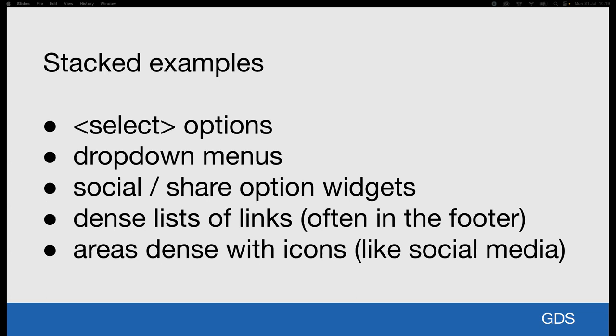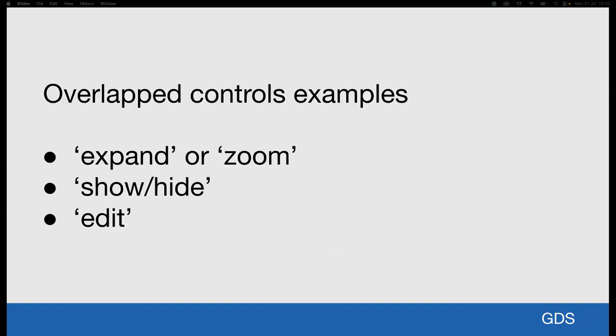For stacked examples, I've got a few there. Maybe I'll go to one of the bottom ones here. Areas dense with icons is one option for stacked examples. So you'll often see at the bottom of pages, maybe 8 or 9, so maybe not that many, like 4 social media icons all in a row. And then other options are, once again, drop-down menus, like I mentioned, where you open it and there's a bunch of stacked examples there, and they're all touching up against each other.